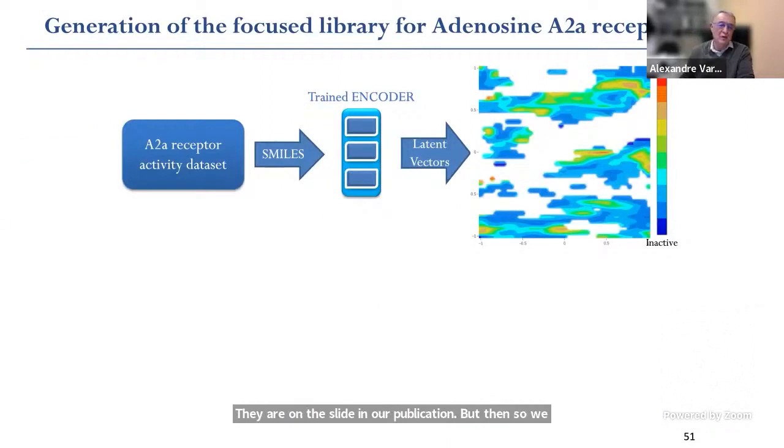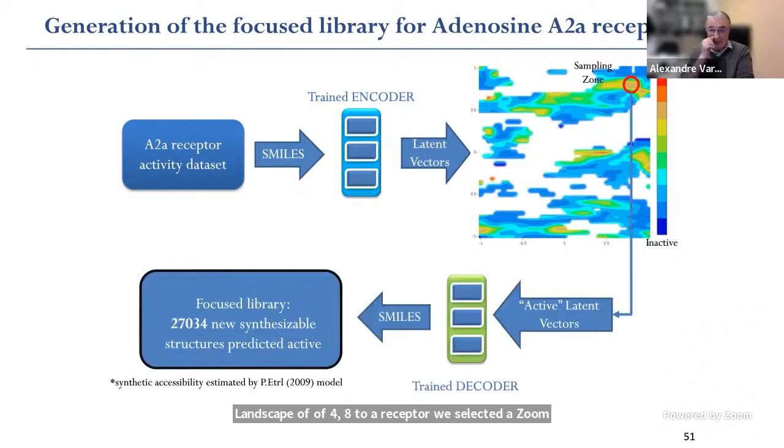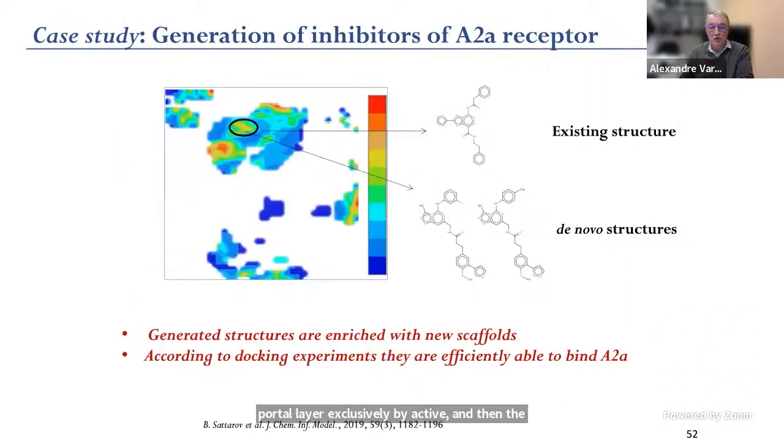For the A2A receptor, we trained the autoencoder on the ChEMBL data set, and then we built an activity landscape for the A2A receptor. We selected a zone populated exclusively by actives, and then we sampled from that zone, and in such a way we generated new compounds which were enriched with new scaffolds. So this is the way.